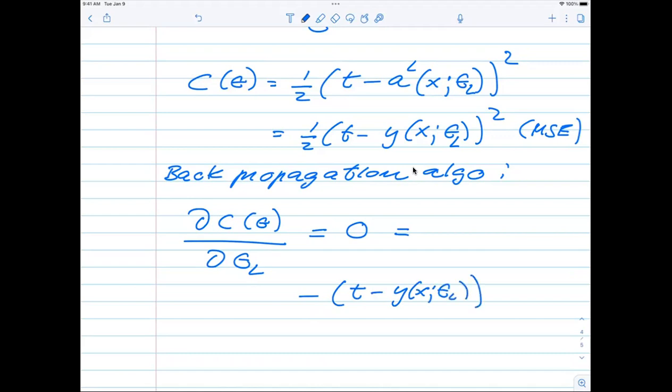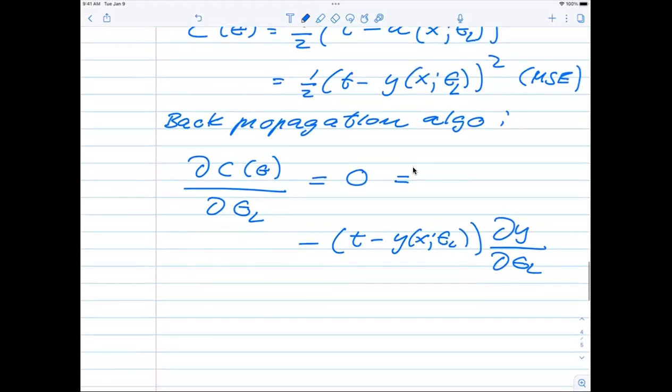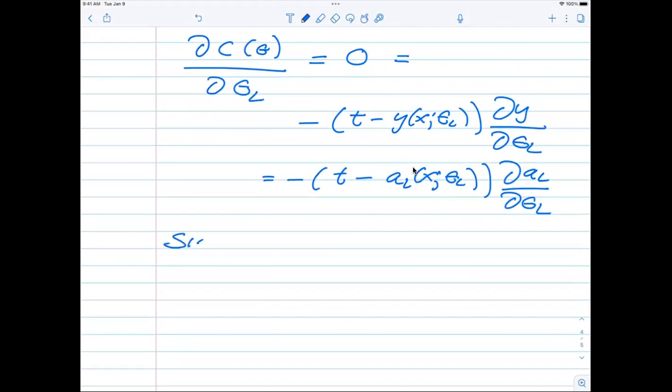And then we have the derivative dy of d theta of L, which I'm going to rewrite in terms of this generic output from each layer. So I'm going to rewrite this in terms of A^L of x of theta L, and this is a derivative of dA^L of d theta L. Now, the backpropagation algorithm is nothing but you applying the chain rule to calculate the derivatives of the previous values layer by layer. So let's see a simple example in order to gain some intuition about the backpropagation algorithm.